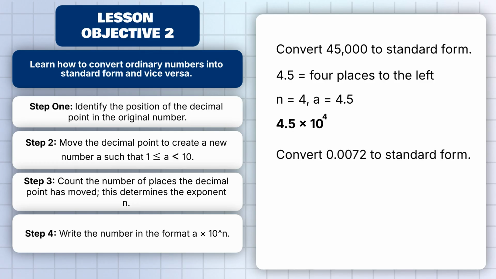Our next example is convert 0.0072 to standard form. Move the decimal point 3 places to the right to get 7.2. Again, 7.2 is a and n is minus 3. So we can write this as 7.2 times 10 to the power of minus 3.